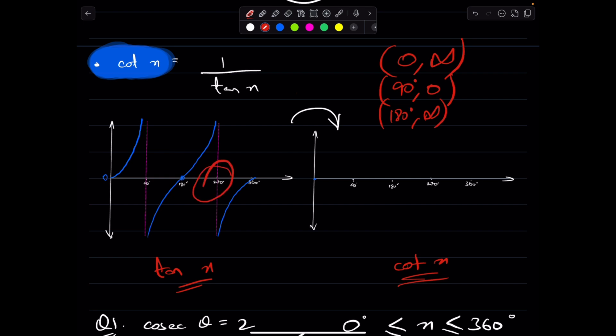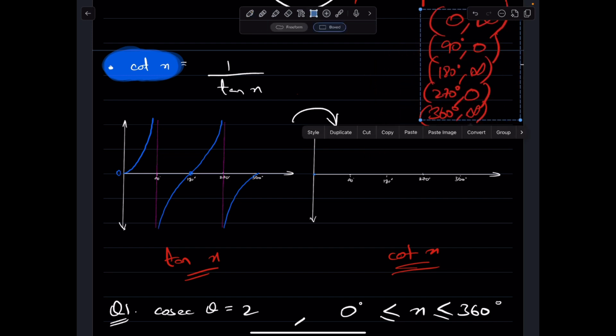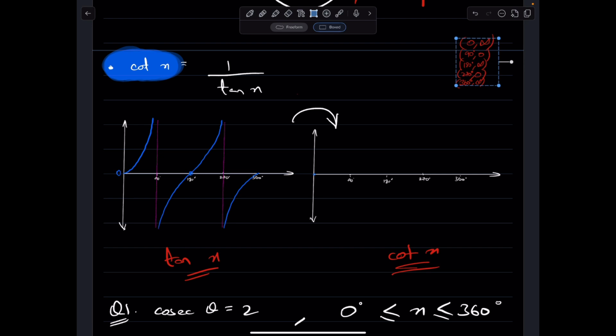Then at 270 we have infinity. Thus at 270 we have a 0 since 1 over infinity is equals to 0. Finally we have 360 degrees, and at 360 we have 0, thus infinity yet again, since 1 over 0 is infinity. We'll make this very small. Wherever we have infinity, let's make a dotted line there.